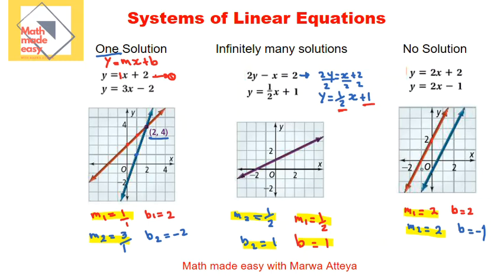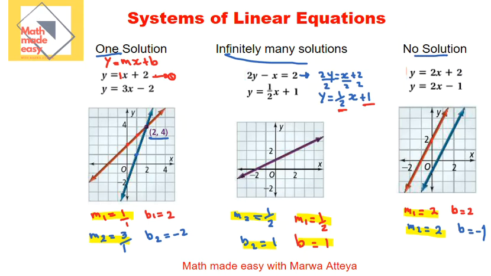Okay, so even without graphing, if you see different slopes for a system, you know that the system has one solution. If you see the same slope, there are 2 cases. Same slope, same y-intercept, infinitely many solutions. Same slope, different y-intercepts, then your system has no solution.